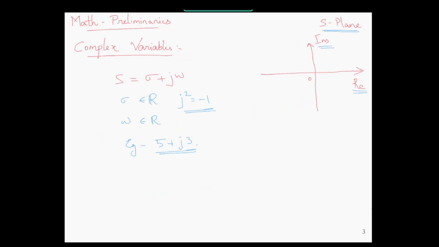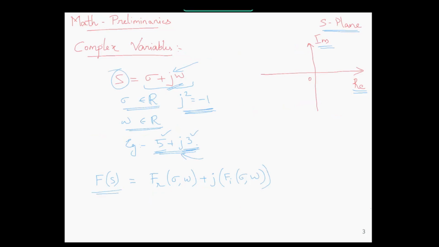So any point in the S-plane can be represented by sigma plus j omega, where sigma is a real number and omega is a real number, and j square is equal to minus 1. So this j term shows the imaginary value. Say for example, 5 plus j3. 3 is a real number, 5 is a real number, but 5 is in the real axis and 3 is in the imaginary axis due to the presence of the j. So this s is a complex variable.